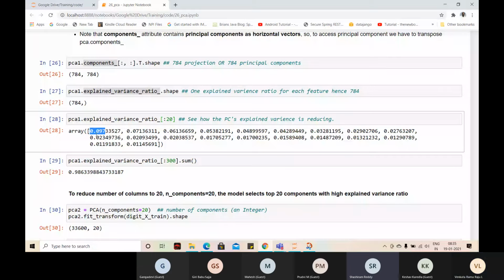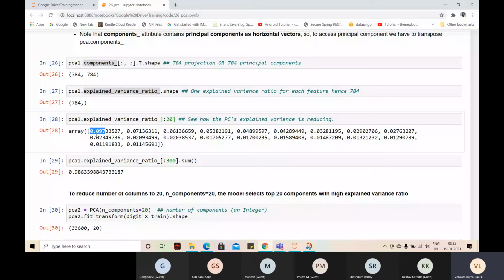The graph is not visible, sir. Have you drawn the 784? No, 784 I cannot draw. How can I draw 784? This one I am showing you is 2-dimensional, as an example.